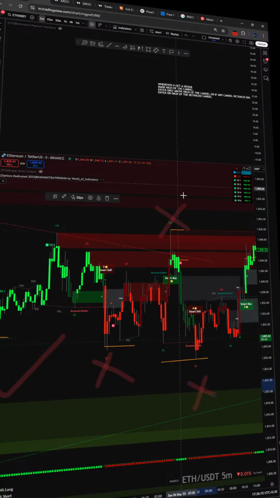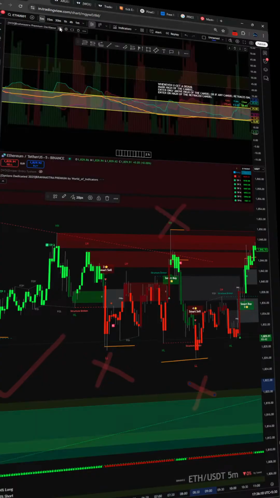Okay, this is a sideways market. You can see this is the sideways market, and you will always get wrong signals here.